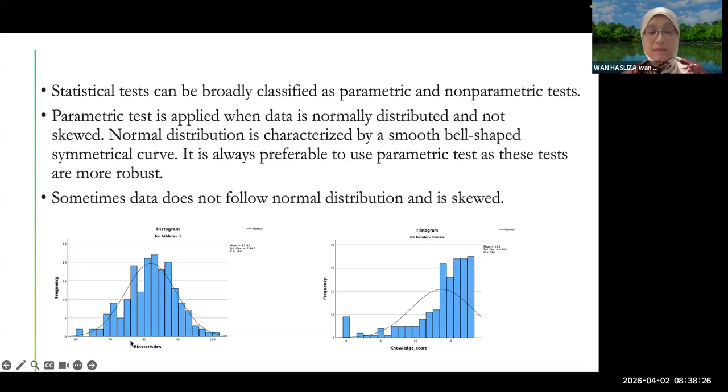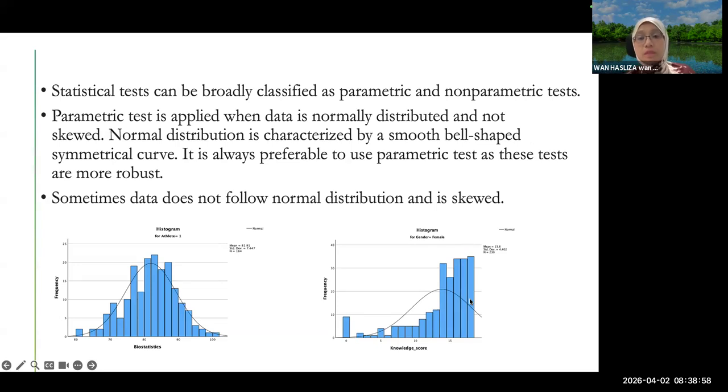A normal distribution has its own characteristic: it is like a mirror, where you draw a line in the middle. This is the bell shape. If you test your study and get this shape, it means your data is normally distributed, so you use a parametric test. However, sometimes your data does not follow a normal distribution, or it is skewed, either to the left or to the right.